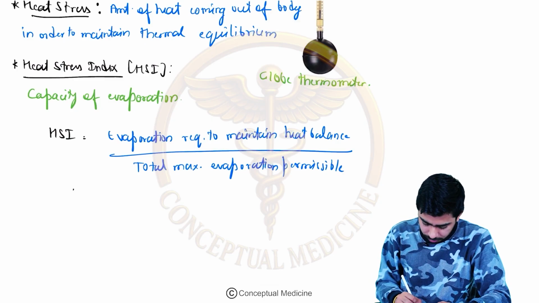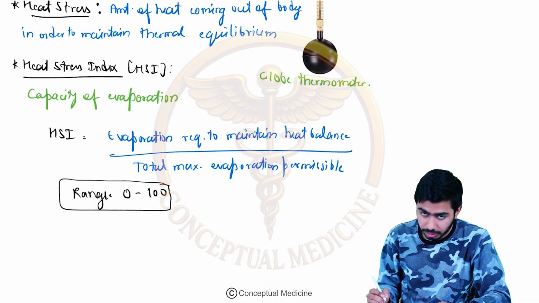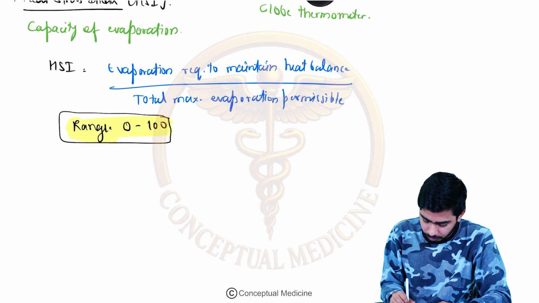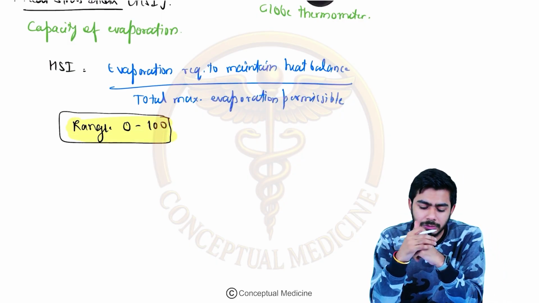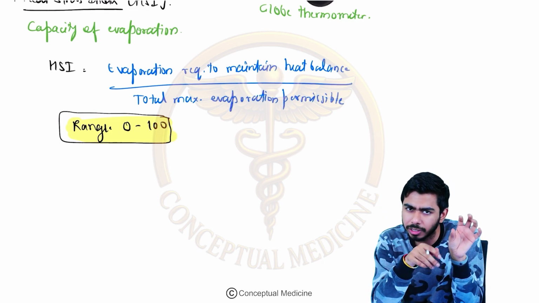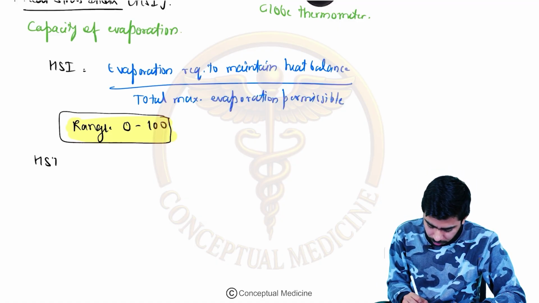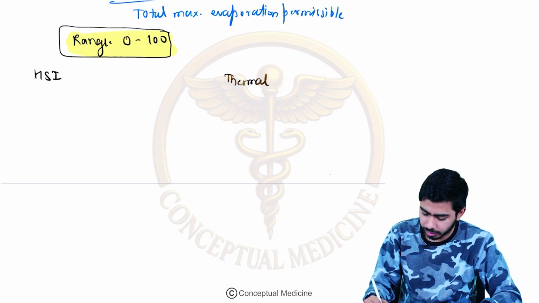What is the range, guys? If they ask us the range, it will be 0 to 100. That is the range for the HSI. So the range is very important. One more point: sometimes they ask us what the thermal stress is at a particular heat stress index. So for that purpose, we shall discuss the thermal stress according to the heat stress index.